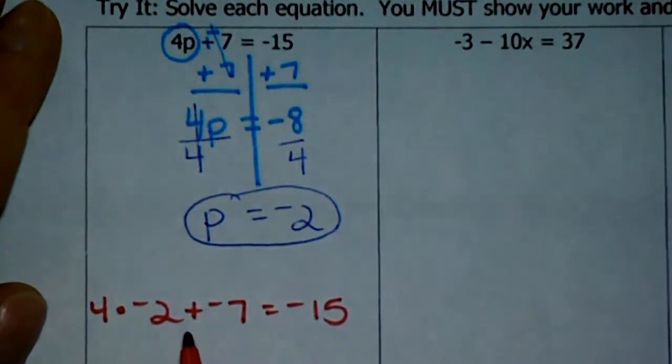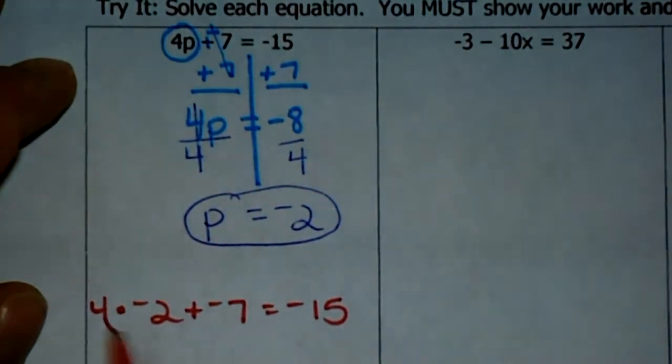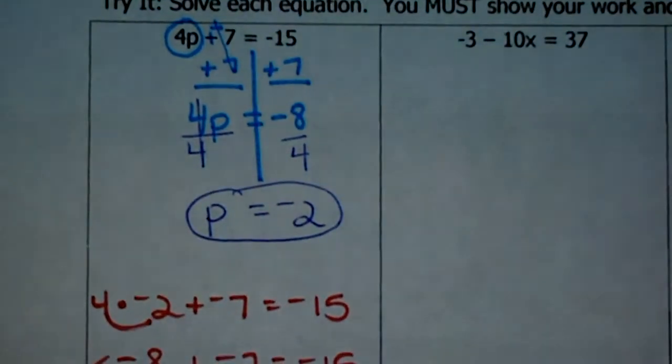Now if you just left this as minus 7 like the original equation, you know that means the same exact thing, so it's fine. Order of operations says we do multiplication first, so 4 times negative 2 is negative 8, and is negative 8 plus negative 7 negative 15? Yeah, when you add two negatives, you get a negative, and 8 plus 7 is 15. So we know that we're right. So again, you can still check every single one.